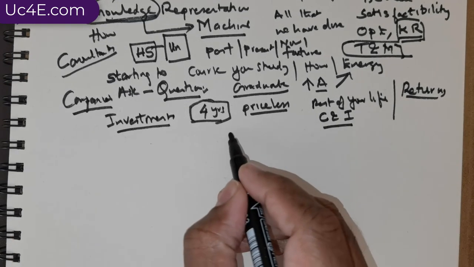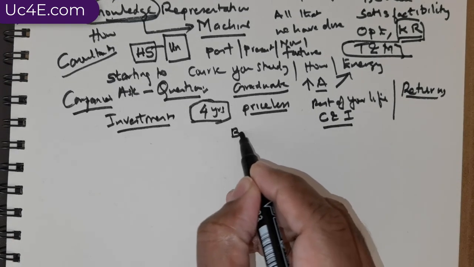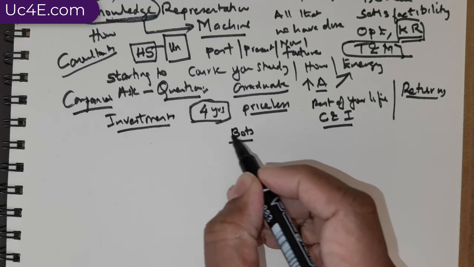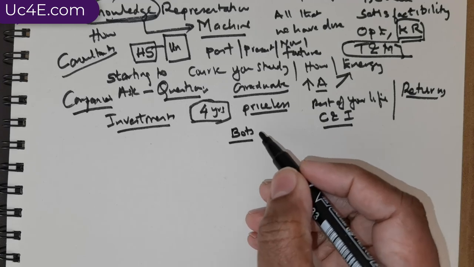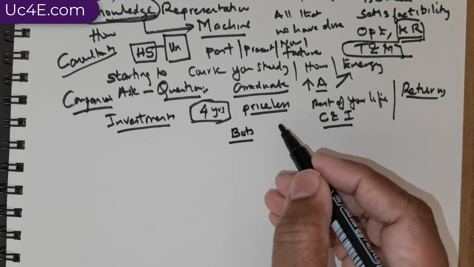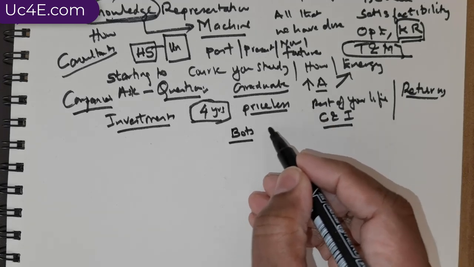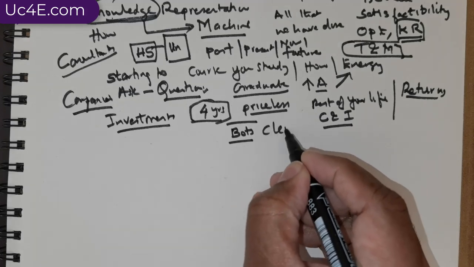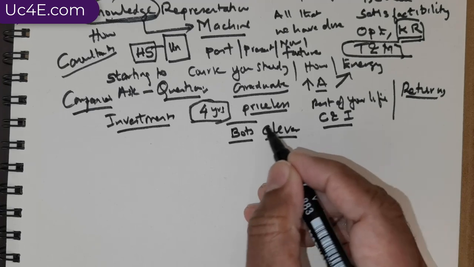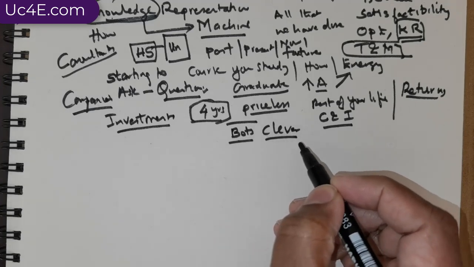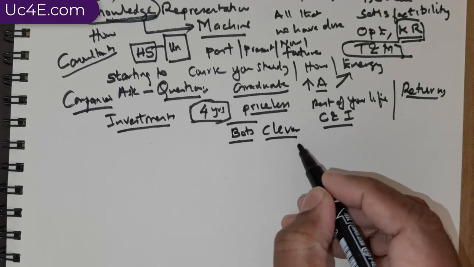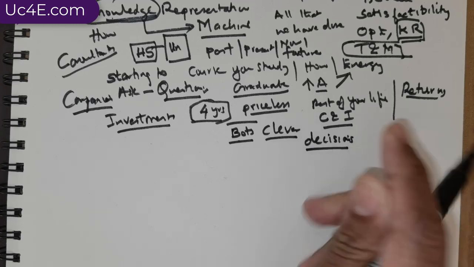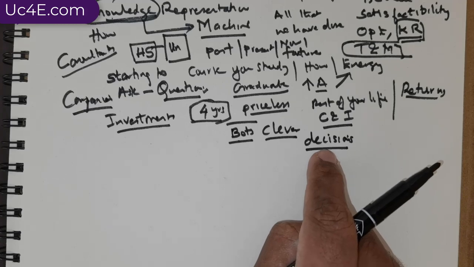The alternative is to go to a machine. When I say machine, people in the field of computer science engineering will refer to it as bots. So when you open the internet, you can communicate with a machine. Now the question is, how clever is the machine? The cleverness of this machine will depend on its ability to make decisions. Simple. How is it possible for a machine to make decisions?